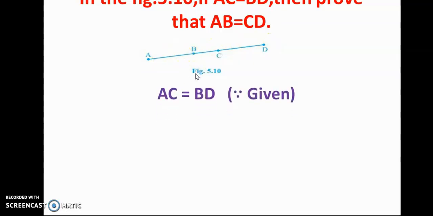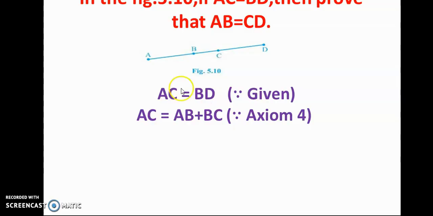Yes, let me solve. They given that AC is equal to BD, and can we write this AC as AB plus BC? Yes, according to axiom 4, you know that things which coincide with one another are equal to one another, isn't it? So, this AC is the line segment which coincides with AB plus BC. So, these two are equal. AC is equal to AB plus BC.